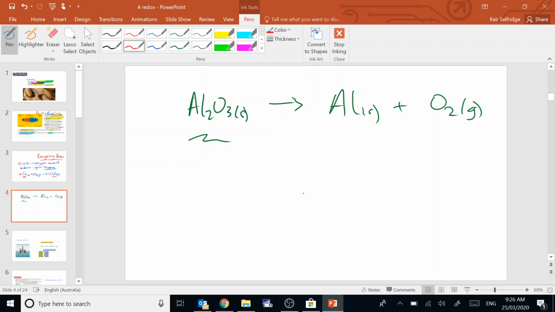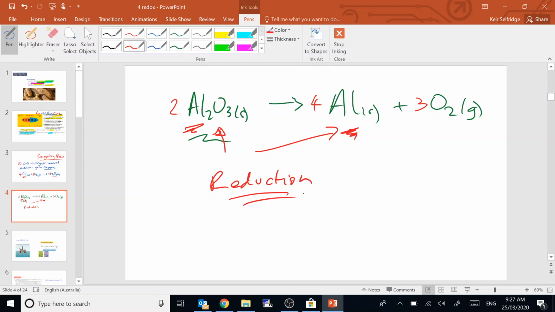I'll do it in a different color. Let's fix that up. So now I've got 6 oxygens on the left. Let's go for 6 on the right. So that's a balanced equation. And just looking at it, this aluminium had some oxygens attached to it. It has now lost those. So you've reduced it, its reduction because you've reduced the number of oxygens.